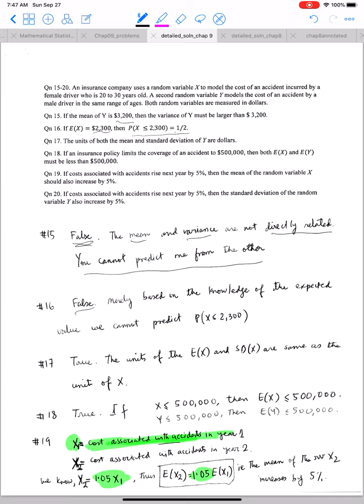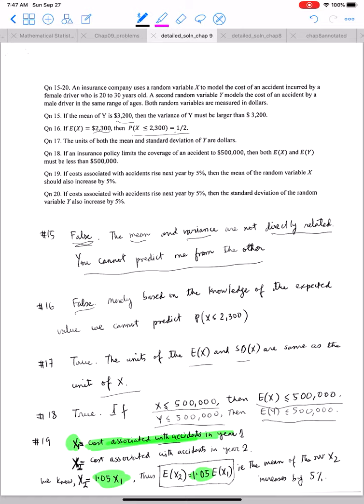The units of mean and the standard deviation are in dollars. That is true. The units of expected value and standard deviation are the same as the unit of x. If an insurance policy limits the coverage of an accident to 500,000, then both expected value of x and expected value of y must be less than 500,000. So that is also true. If x is less than 500,000, then expected value of x is less than 500,000. If y is less than 500,000, then expected value of y is less than 500,000.